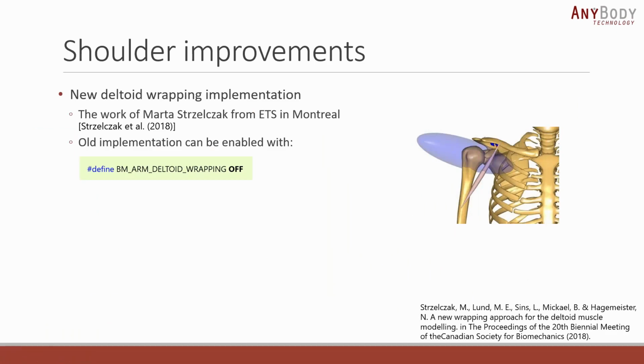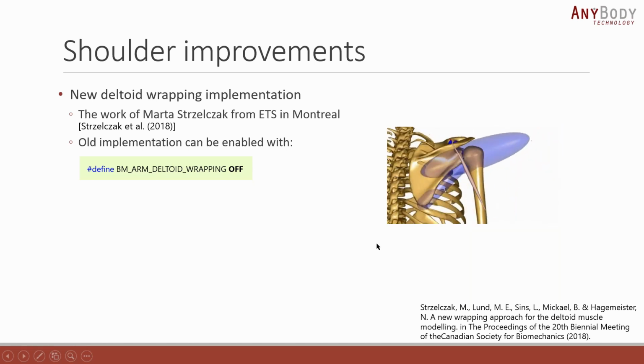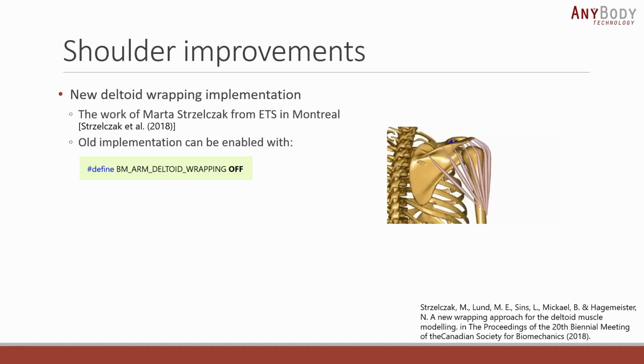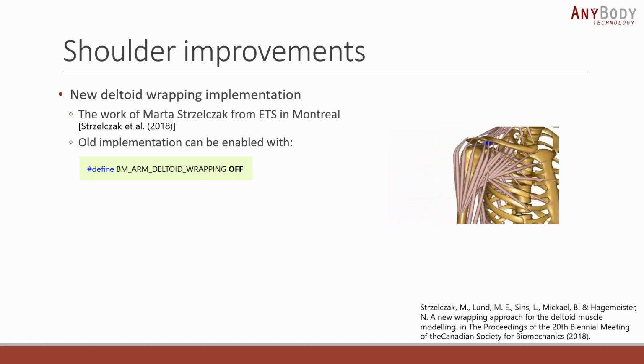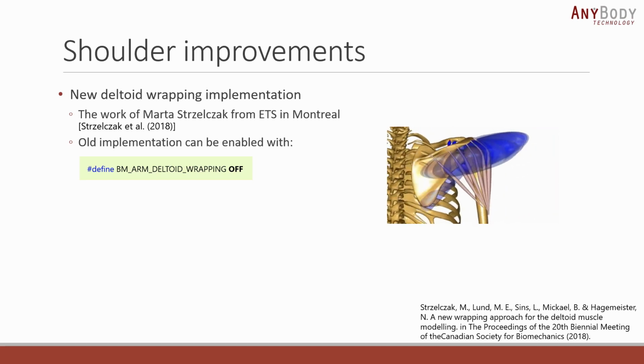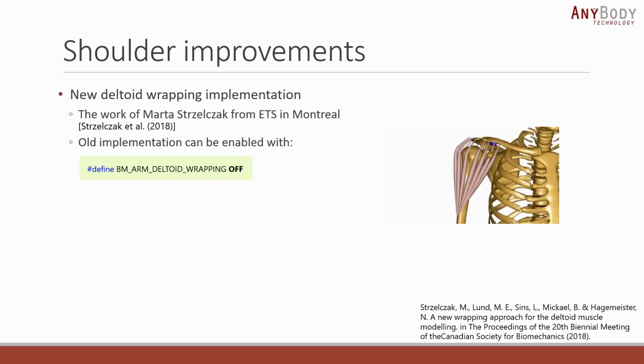Next, let's talk about the shoulder improvements. The most notable improvement to the shoulder is the new deltoid wrapping implementation, a new implementation of the deltoid muscle. This is work by Martha from ETS in Montreal. It's an implementation of the deltoid muscle that uses wrapping cylinders, and I'll try to show you here in the video. It's implemented with a whole number of wrapping surfaces for each part of the deltoid muscle, and it works much better in a much wider range of motion. So we have chosen to make this the default deltoid in the new model repository.